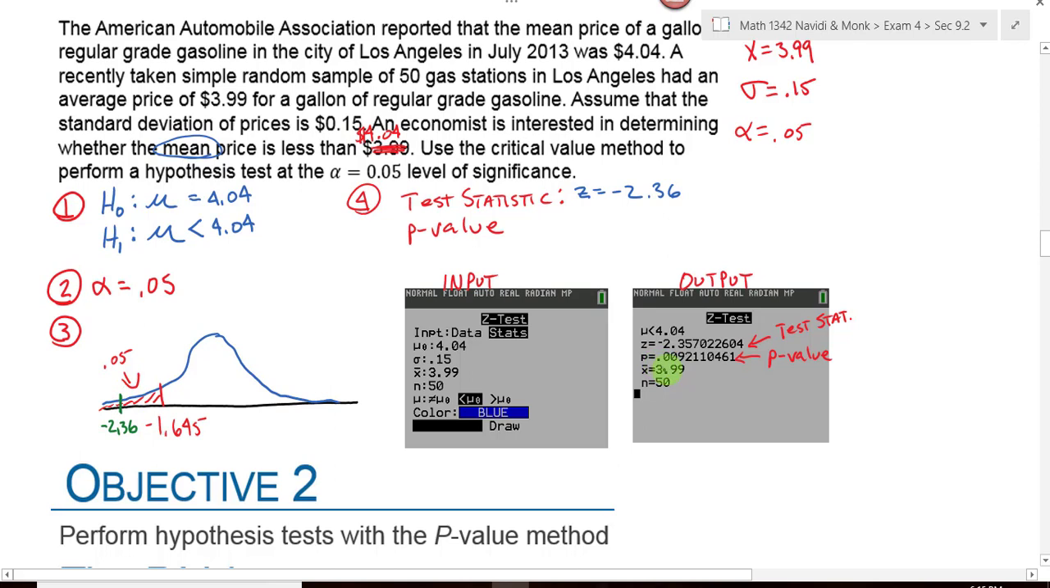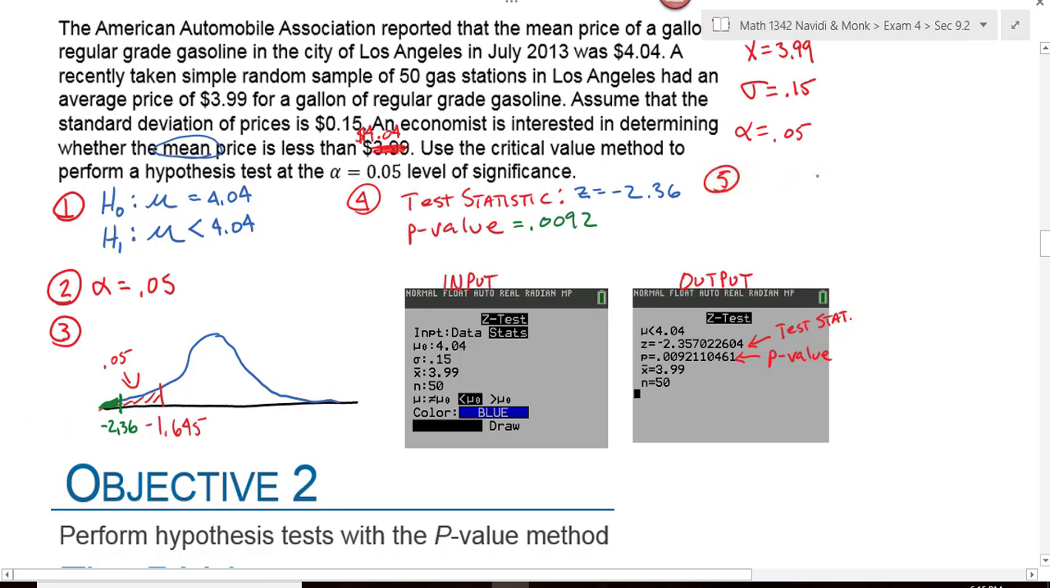Our p-value is 0.0092. The p-value is the area to the extreme side of your test statistic, so it would be this area. If you didn't have this program on your calculator and you had to calculate this area by hand, you would use the normal CDF, because if you know a z-score and you want the area, you use the CDF. Step 5 is to make your decision.